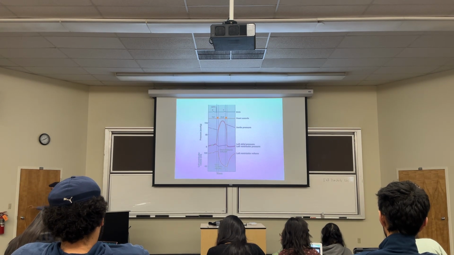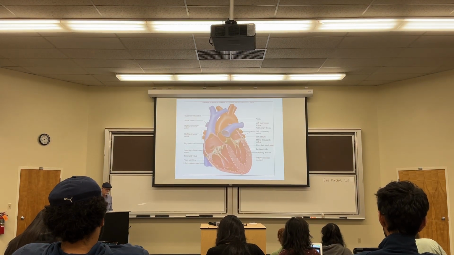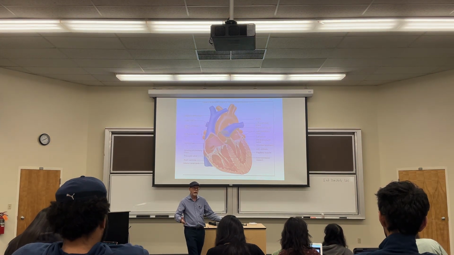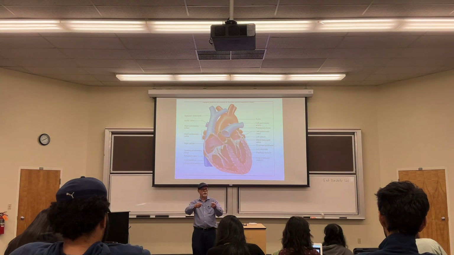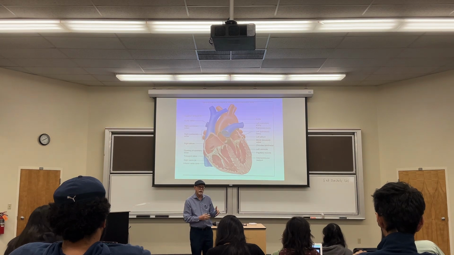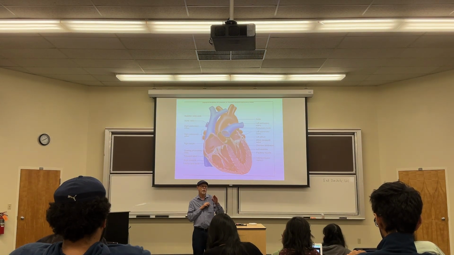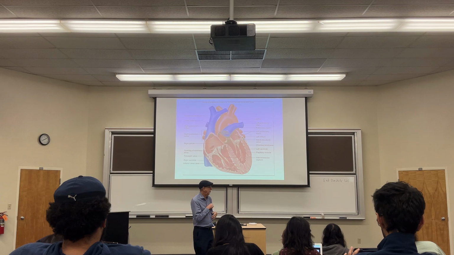Now, when we look at the heart in this way, we said when it fills with blood, that's the end diastolic volume, because that's the end of diastole. It's been filling, now it's full. Now it's ready to contract. We call that the end diastolic volume, because it's the end of diastole, and that's when the ventricle chamber is full.